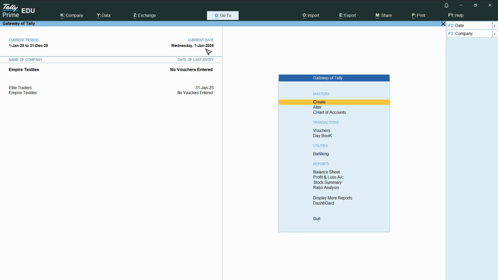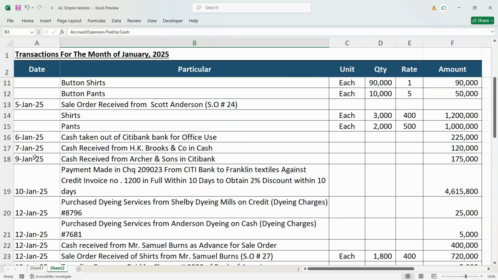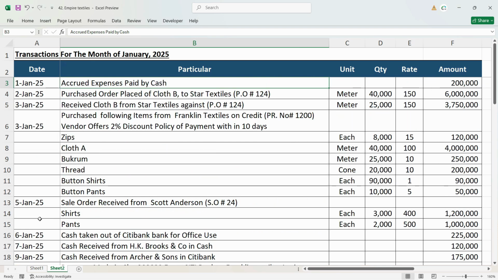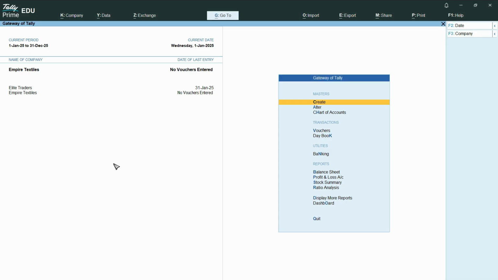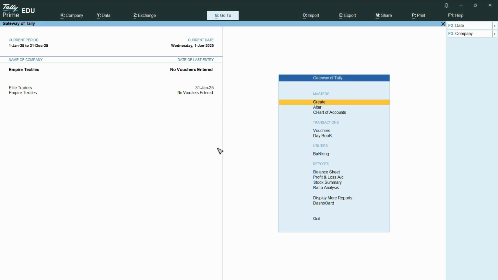We can enter 1st January transactions. We can enter transactions on 2nd January, or otherwise we can enter the transaction on 31st of January. During the month, we cannot enter it for all the dates. So since we have this project for all the dates, what we will do is we will enter some of them on 1st and 2nd, and the rest we will enter straight away on 31st of January in order to make the function smooth. So let's enter this first transaction.